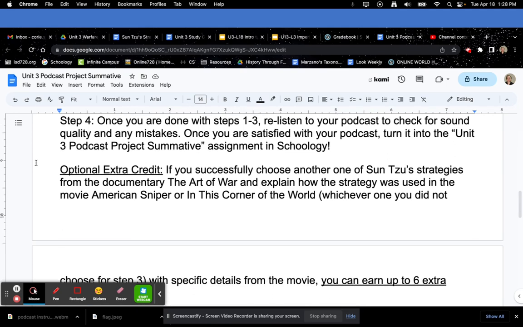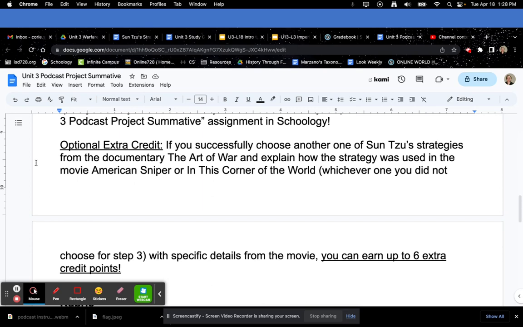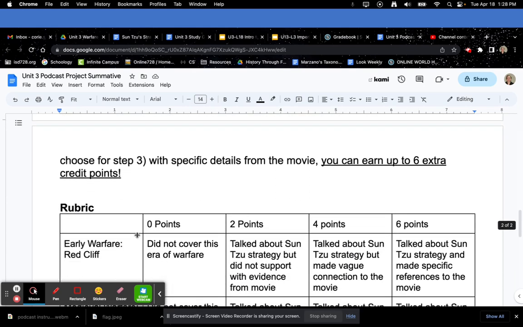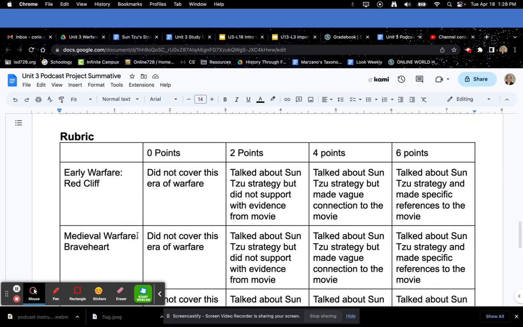Optional extra credit. If you successfully choose another one of Sun Tzu's strategies from the documentary The Art of War and explain how the strategy was used in the movie American Sniper or In This Corner of the World, whichever one you did not use for step 3, with specific details from the movie, you can earn up to 6 extra credit points. Yeah, 6 extra credit points in summative. If you do this successfully, it would boost your grade.